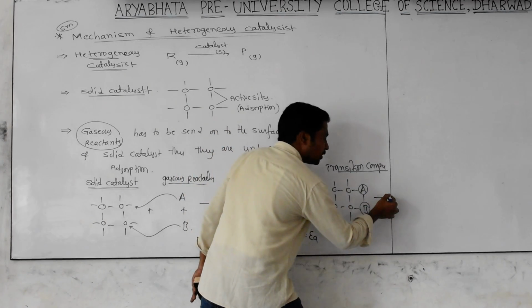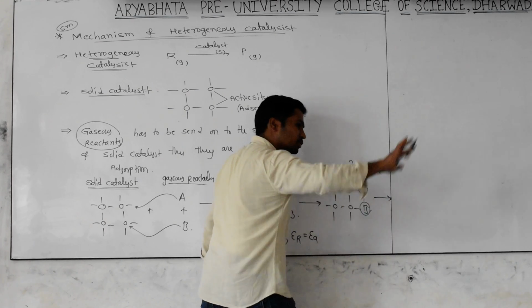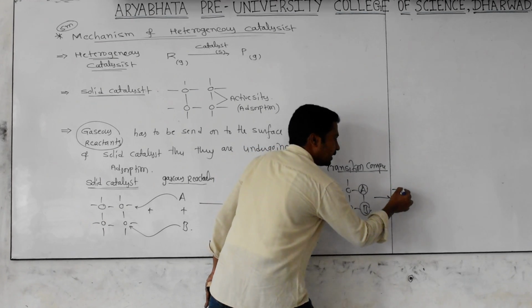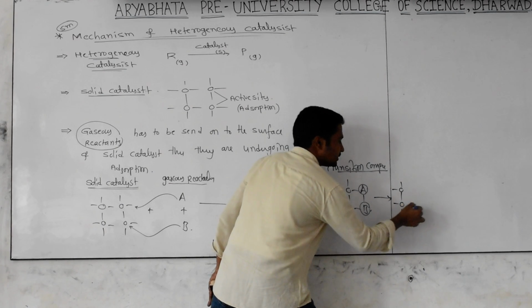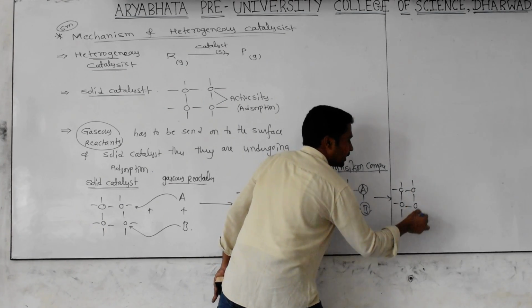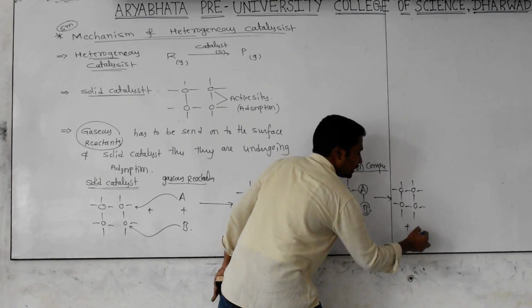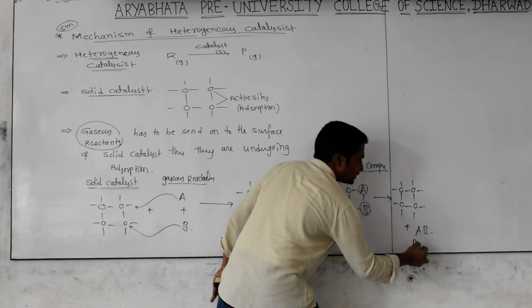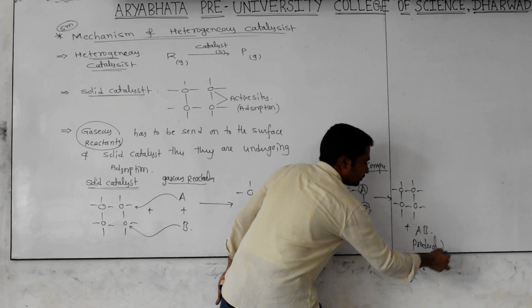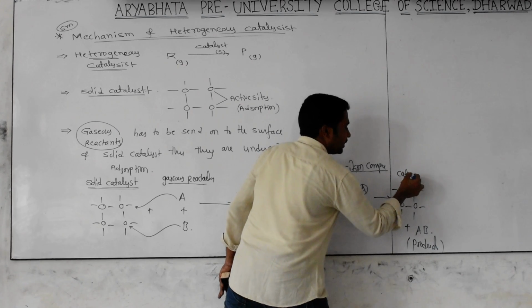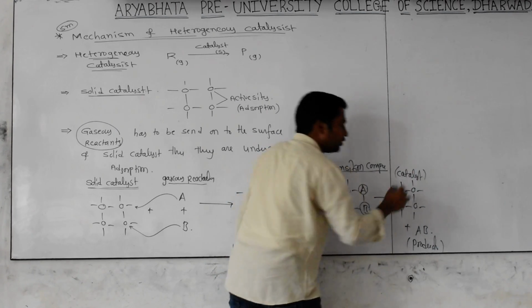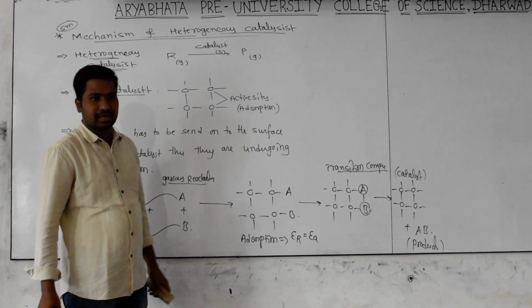After converting into products, which will be coming outside? Products will be coming outside and again the catalyst will be as it is. Catalyst will be as it is, and which will be coming outside? AB is coming outside as the product. Again we are getting the catalyst and products. The whole phenomenon is called heterogeneous catalysis.